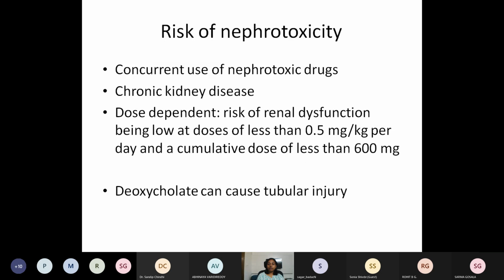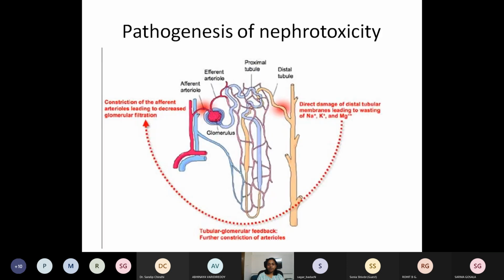So the risk of nephrotoxicity is higher when you're using other nephrotoxic drugs, when a patient has chronic kidney disease in the background, when you're using a higher dose, especially for cryptococcal meningitis, mucormycosis, or coccidioidal meningitis. And deoxycholate itself can cause tubular injury in addition.